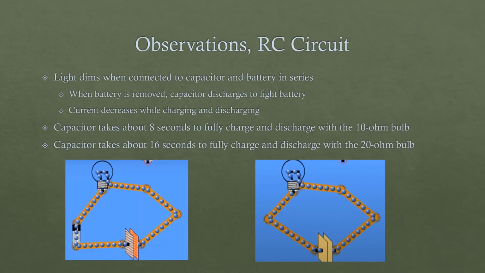In the next part of the lab, we made observations about an RC circuit. We saw that the light dims when it's connected to a capacitor and the battery in series. When the battery is removed, the capacitor discharges to light the bulb, and the current decreases while charging and discharging. The capacitor takes about 8 seconds to fully charge and discharge with the 10 ohm bulb, and it takes 16 seconds to fully charge and discharge with the 20 ohm bulb.